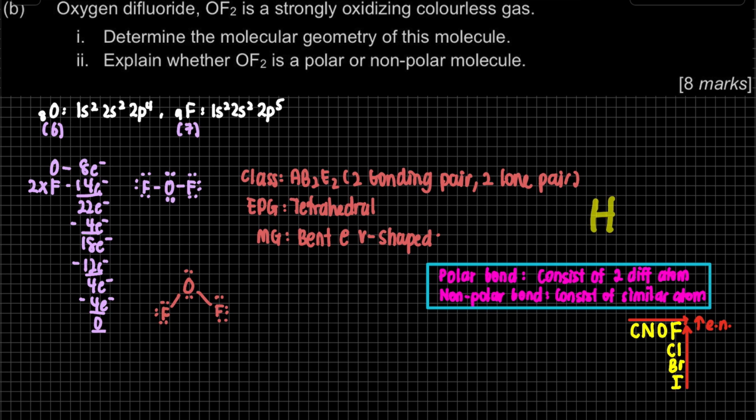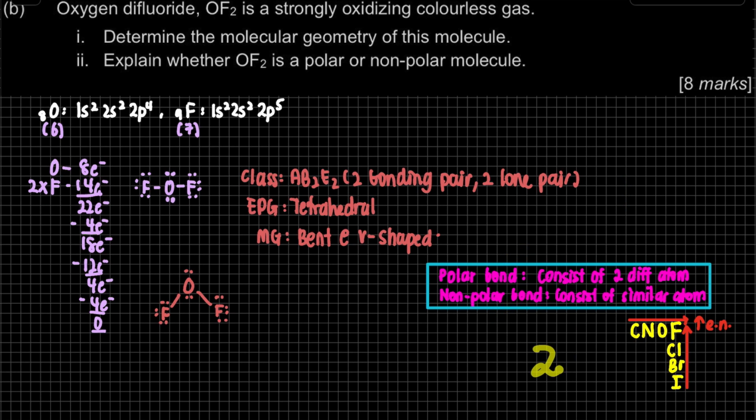For example, if I have my HF, this bond consists of two different atoms, so this is a polar bond. A non-polar bond consists of similar atoms. So if HF is a polar bond, a non-polar bond is, for example, our oxygen. Here is an example of non-polar. So that's the first point. We have to mention whether it is polar or non-polar.